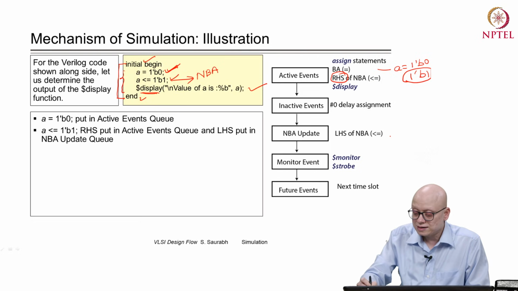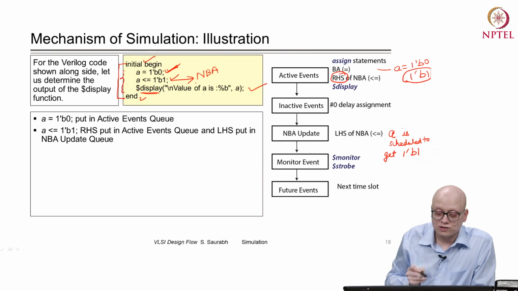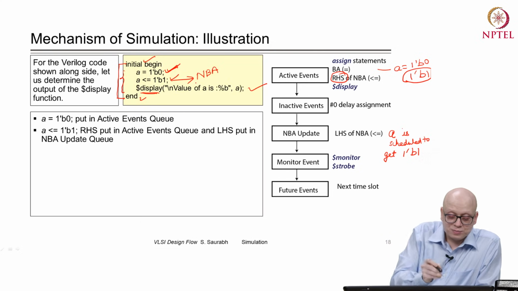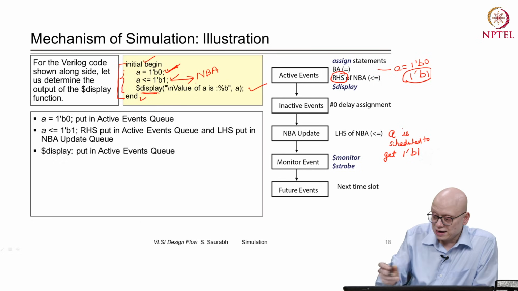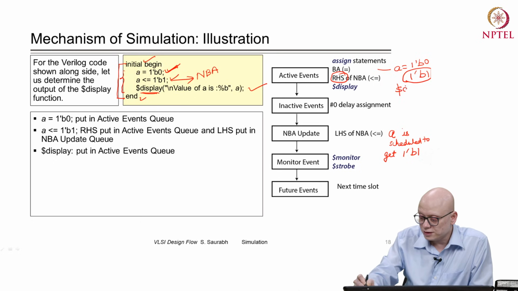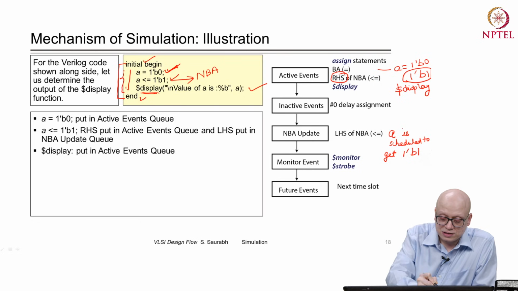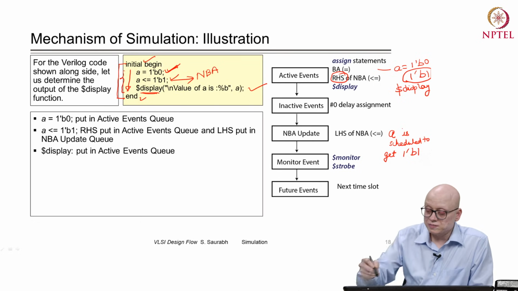So here we will say that A is scheduled to get a value of 1'b1, right. That was the RHS of the NBA. Then comes the third statement, that is display, and that will be put here, right, display. Since these are statements in a sequential block, these will be processed in this manner, right. There is no ambiguity here.